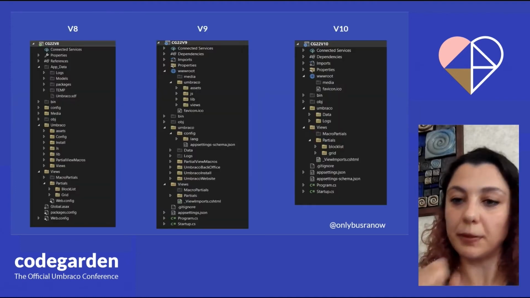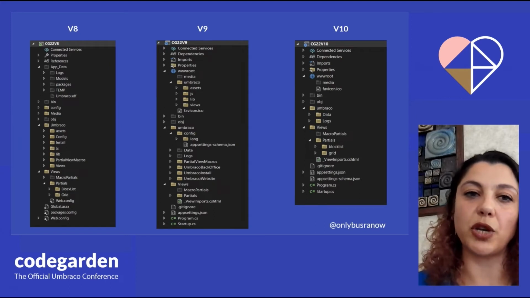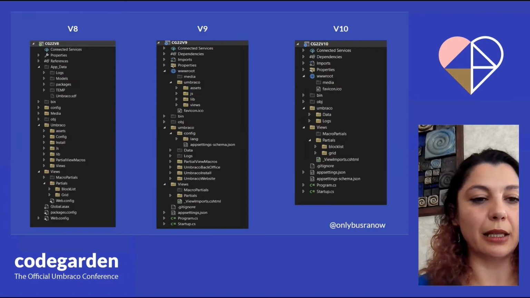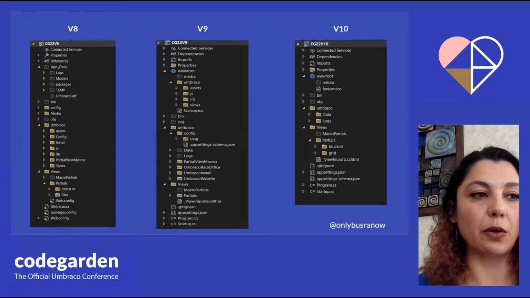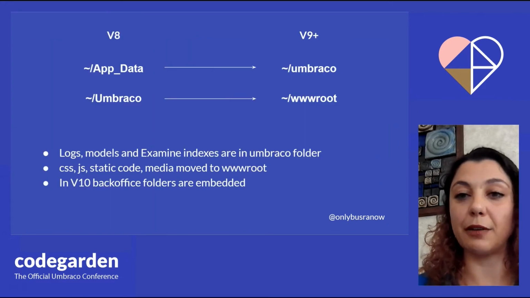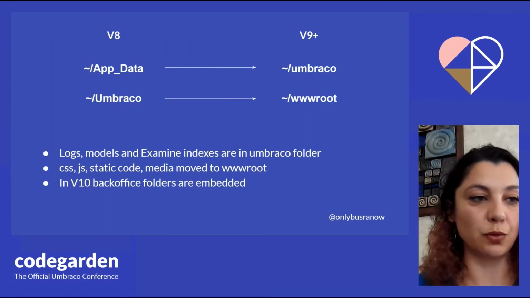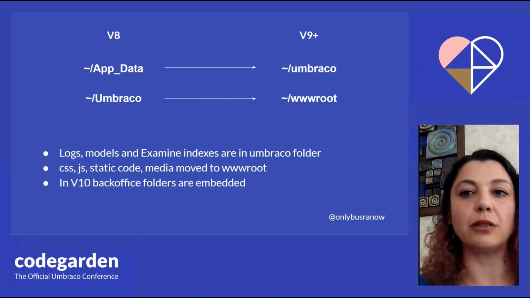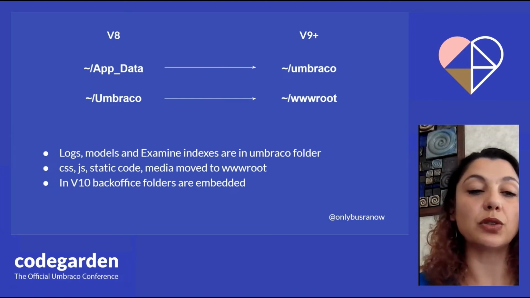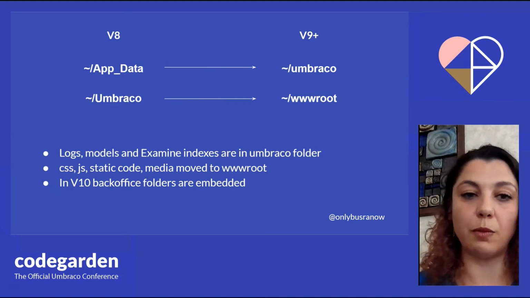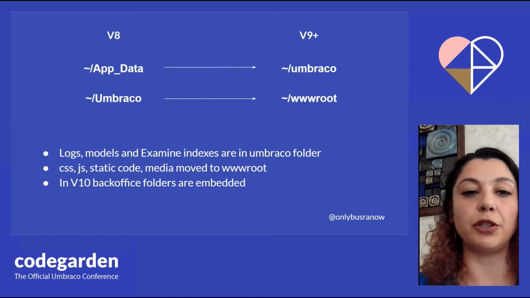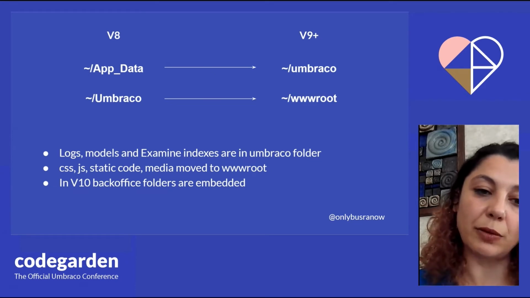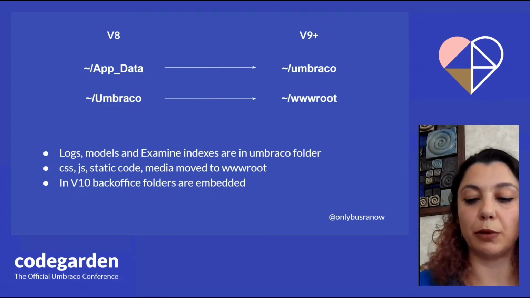These are 3 different newly installed Umbraco projects. Now you see there are some differences, and I'll be telling you in a bit. So we do not have the App_Data folder anymore. It is the lowercase umbraco folder. All the logs, models, and Examine indexes are now in the lowercase umbraco folder. We don't have the capital case Umbraco anymore as well, and it is wwwroot now. All the CSS, JavaScript, static code, and media moved to wwwroot.